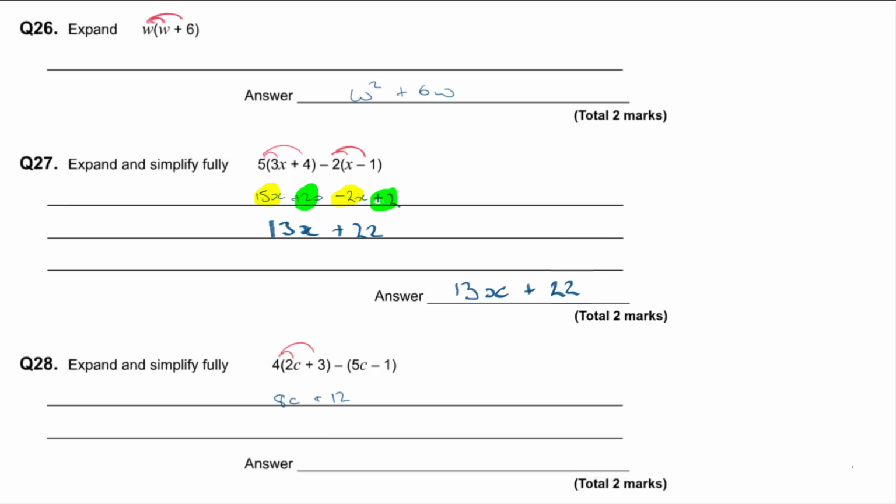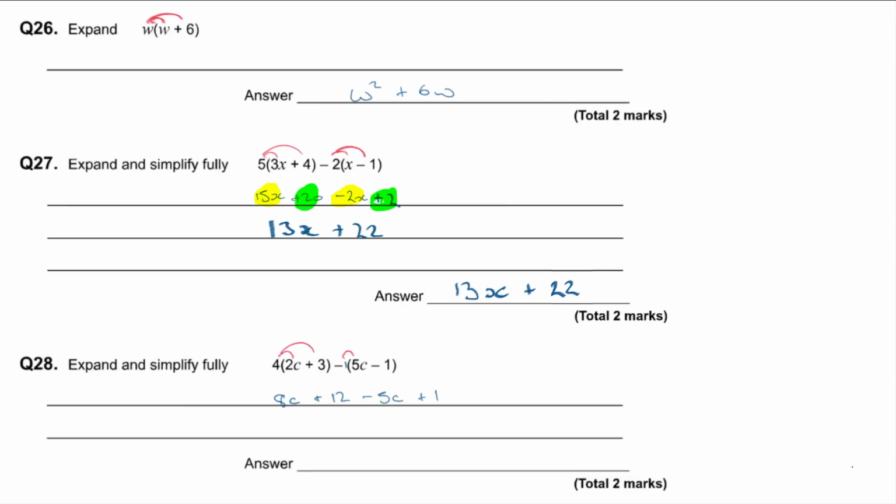Then I've got kind of an invisible 1 there. I've got minus 1 lots of 5c minus 1. So my invisible minus 1 times 5c, that's going to give me minus 5c there, minus 5c. And I've got minus 1 times minus 1, and again that is positive 1 at the end there.